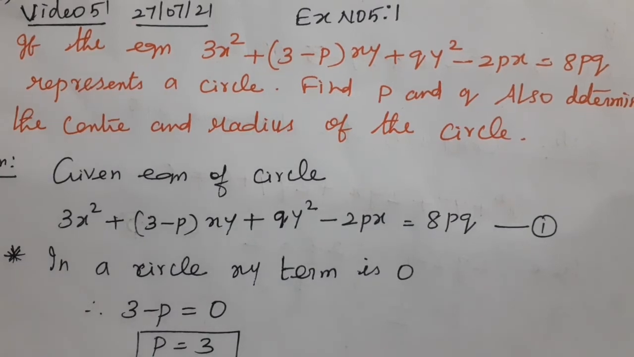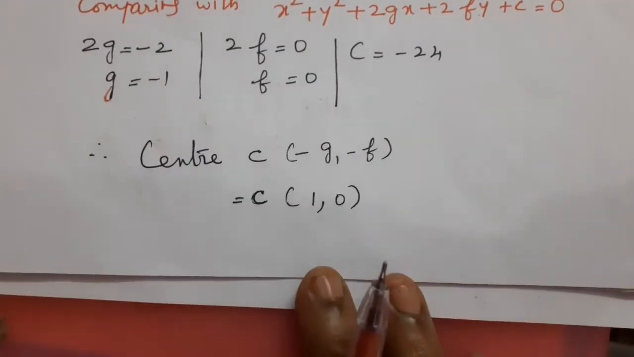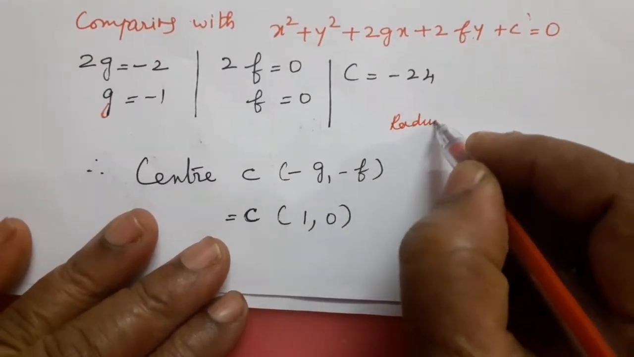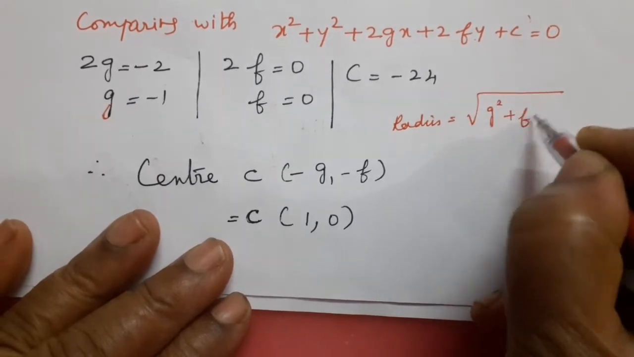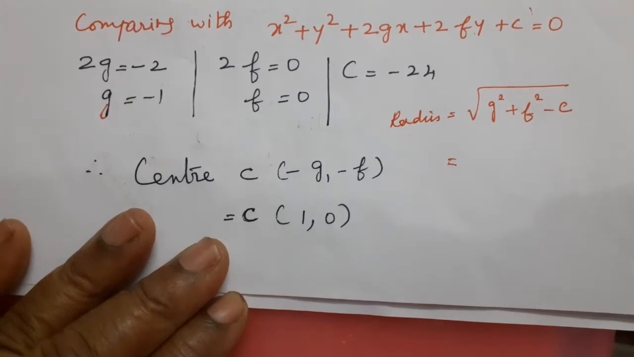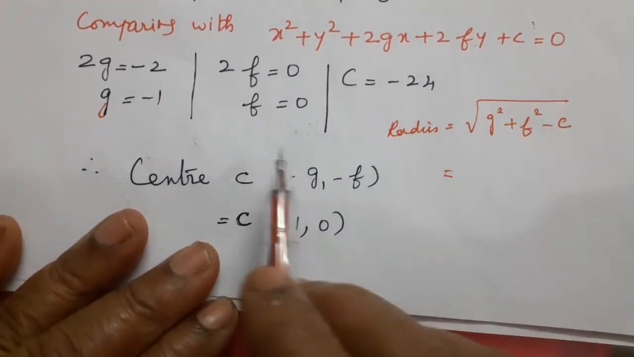In this question, find the center and radius. Here I found the center. How to find the radius? Radius, what is the formula? Already told you: radius equal to root of g square plus f square minus c. Using the g and f values, find the radius yourself. Children, you complete the sum.